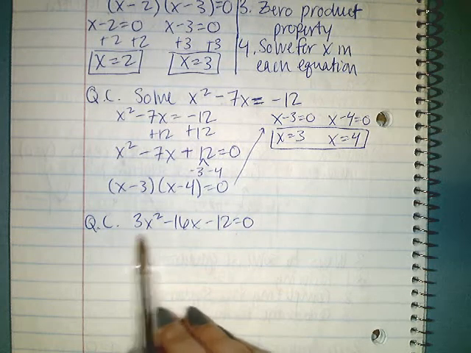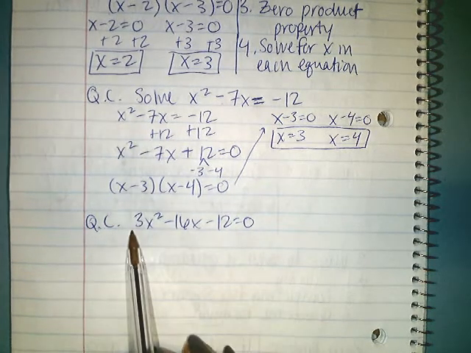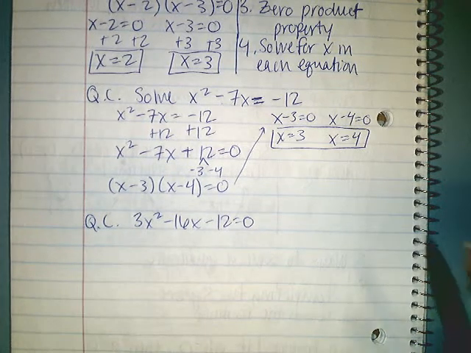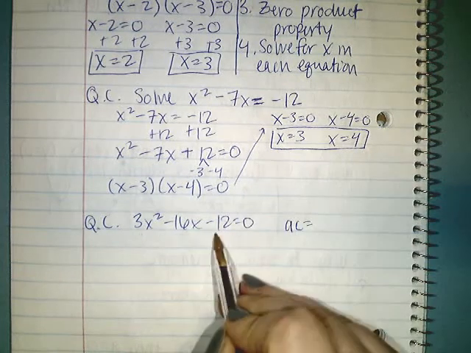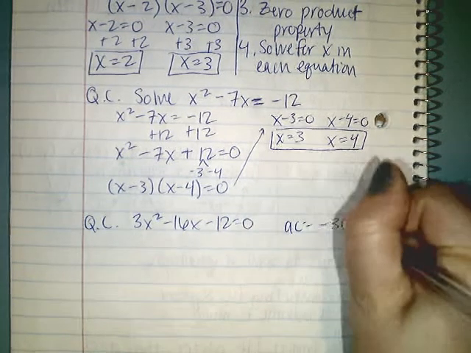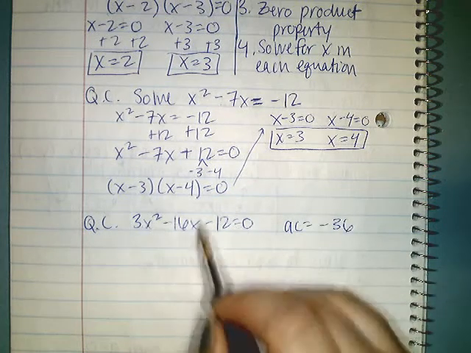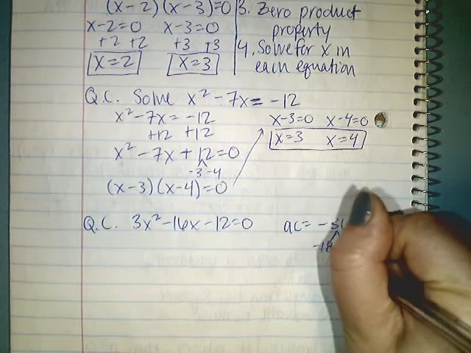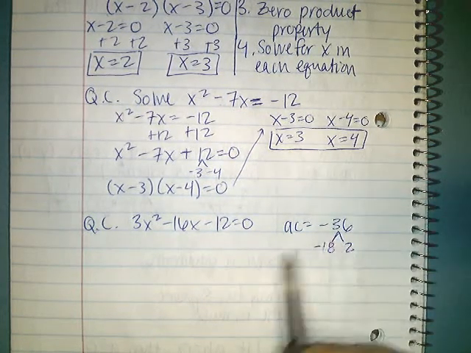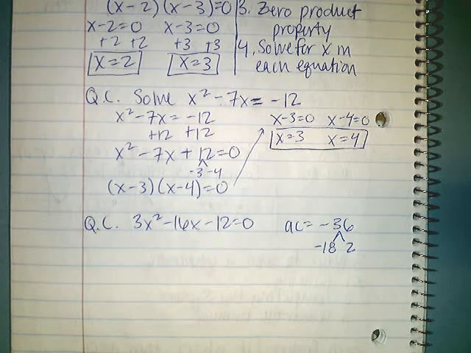There is no GCF, so these are not divisible by 3, they're not divisible by 2. But this time my a value is not 1, so I have to use my middle term splitting method. So I'm going to do a times c, which is going to be 3 times negative 12, or negative 36. So I'm finding factors of negative 36 that add to negative 16. Again, if you had to list these out, that's fine, but I know they're going to be negative 18 and 2 because they have to be one positive, one negative. The negative number needs to be greater absolute value-wise. So it's going to be negative 18 and 2.